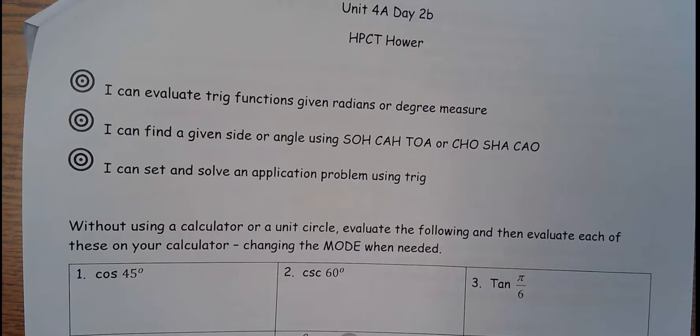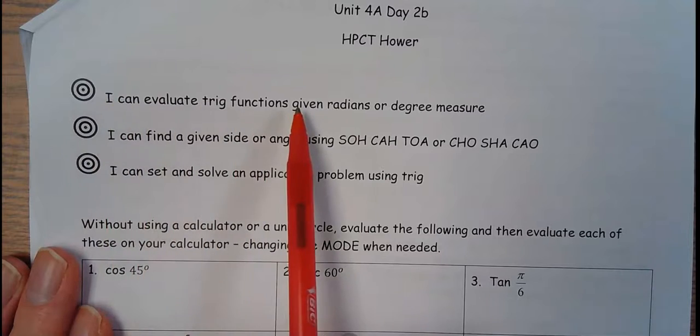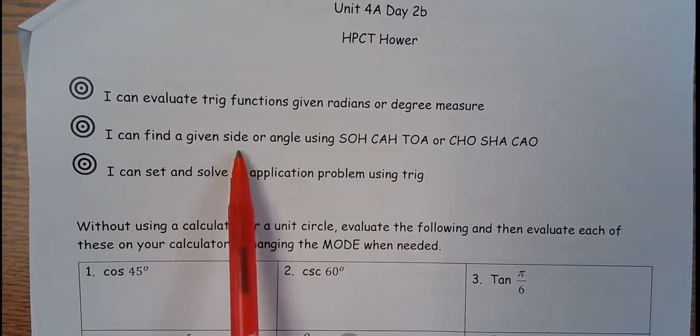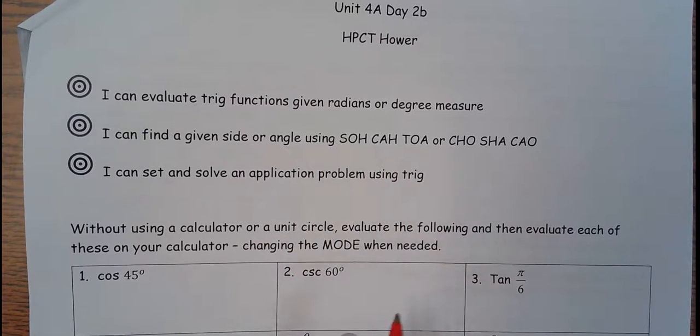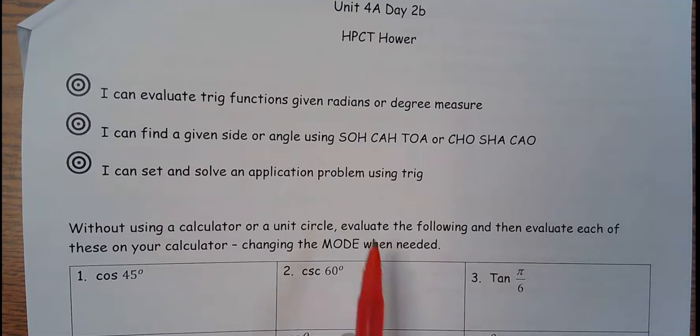So, our learning target here, we have 3 of them. I can evaluate trig functions given radians or degree measures. Kind of been doing that already. I can find a given side or angle using SOHCAHTOA, or this guy. I won't even try to say that. But these are just reciprocal functions. And that's mostly what you did in geometry. So hopefully some of that is just review. Like you'll think, oh, I remember doing this, and geometry wasn't too bad. Probably a couple years ago you took that. And then I can set up and solve an application problem using trig.